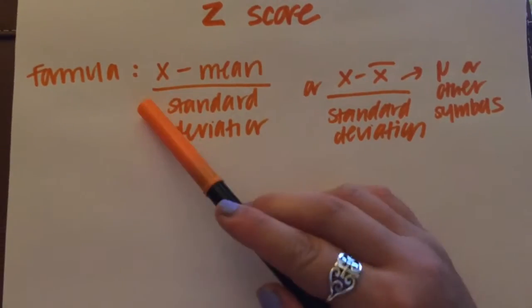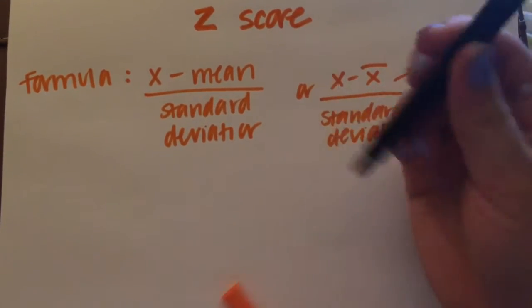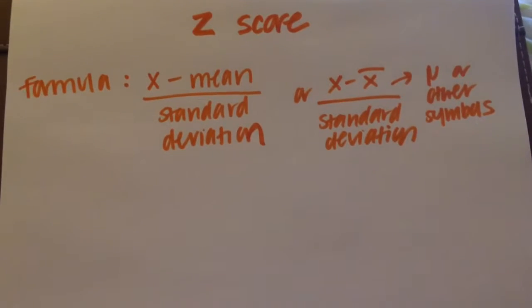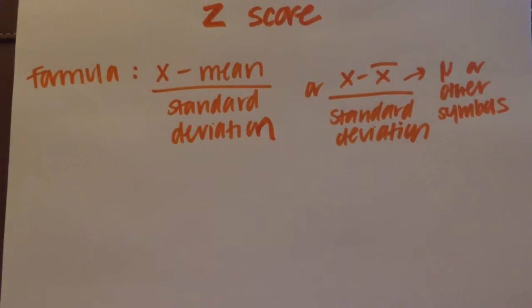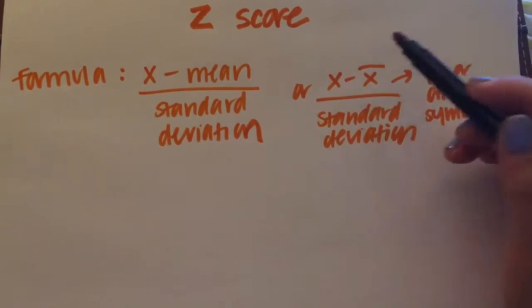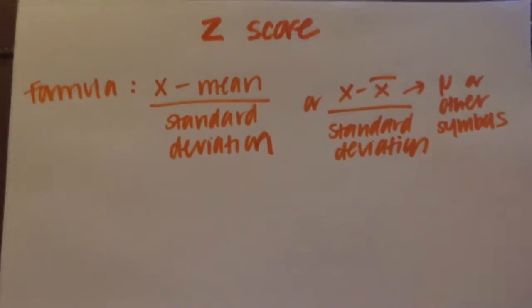So the formula is x minus the mean over the standard deviation. Coach Camp would want it to be written as standard deviation, because if you don't spell it out, then you may not know. And mean can be interchangeable with x bar or mu, depending on what the problem calls for.